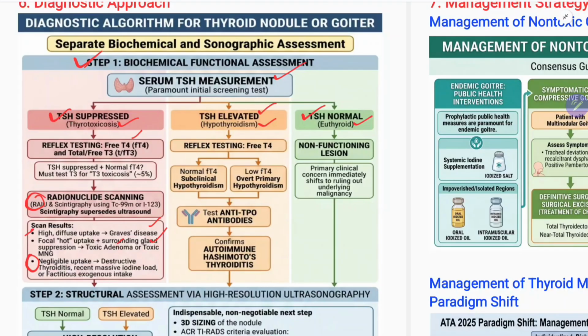Now, if TSH is elevated, hypothyroidism, you check FT4. If FT4 is normal, then it is subclinical hypothyroidism, or if FT4 is low, then it is overt hypothyroidism. Check for anti-TPO antibodies, then the cause is autoimmune Hashimoto's thyroiditis. Now, if the gland is enlarged and TSH is normal, a non-functioning lesion, then our primary clinical concern immediately shifts to ruling out underlying malignancy.